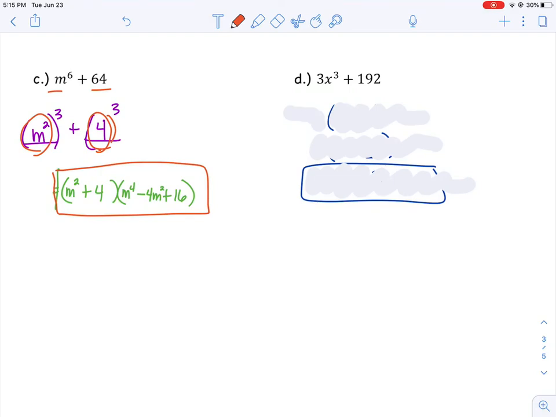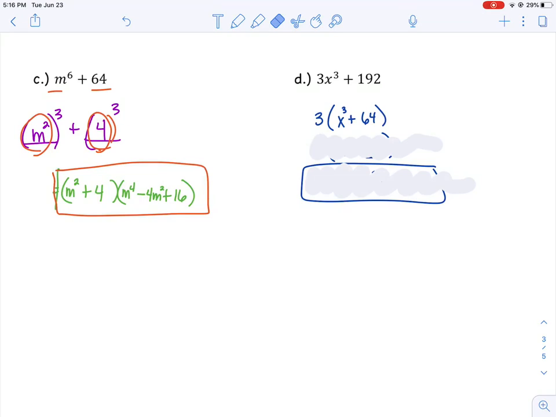All right, let's look at D. Is it in order? Is there a GCF? Hopefully you took out that GCF first. If you didn't, you'd be kind of stuck, because 3 isn't a perfect cube and 192 isn't a perfect cube. So if you take out that 3, let's see how that changes things. If you GCF out a 3, your binomial that's left should be an x cubed plus 64. That looks a lot better.